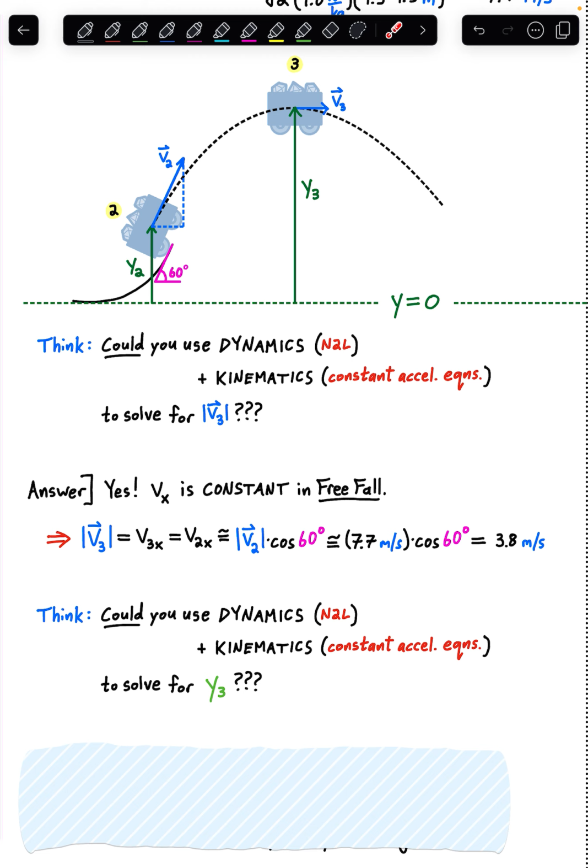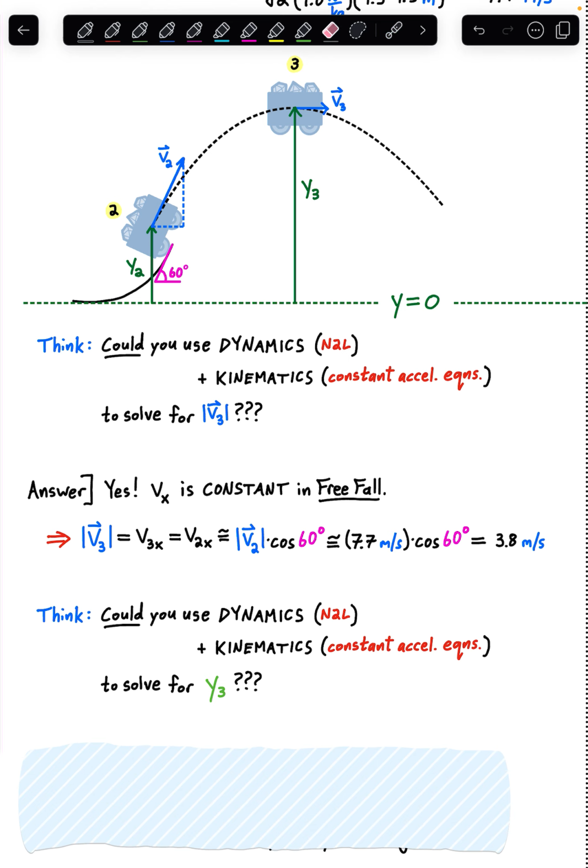Next question, the height y3 at the highest point on the projectile's path. Think here and pause the video in a moment to do so. Could you use dynamics and kinematics to solve for the height at moment 3, given what we already know? Are these sufficient, or will we need to use energy principles to find that? Pause the video and come up with your answer, why or why not.